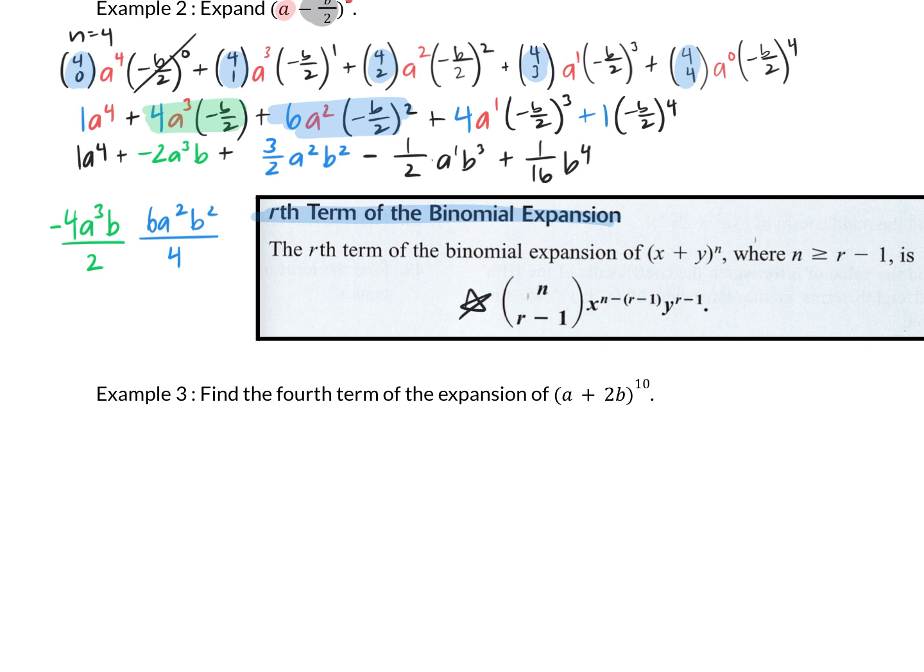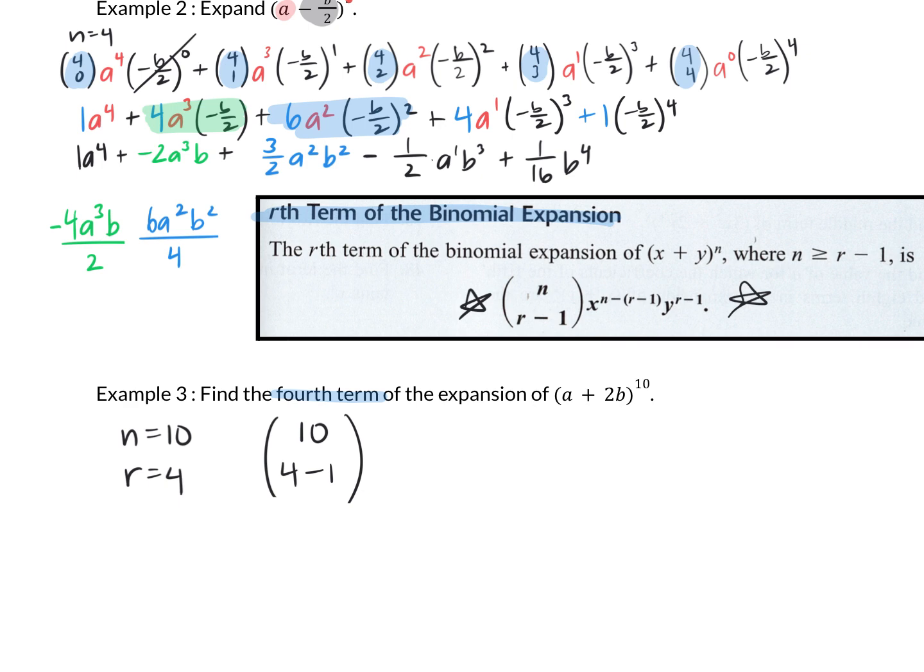Okay, so in this case, I've got a plus 2b to the 10th power, and I want to find the 4th term, okay? So my n value for my exponent, n is going to equal 10, but I want the 4th term. So in terms of this formula, what value or what letter is going to be 4? R. It says the rth term, so r is equal to 4. And now we're just going to plug in the information into that formula, okay? So I've got 10 choose 4 minus 1. I'm going to write it exactly like the formula is, and then we'll simplify it.